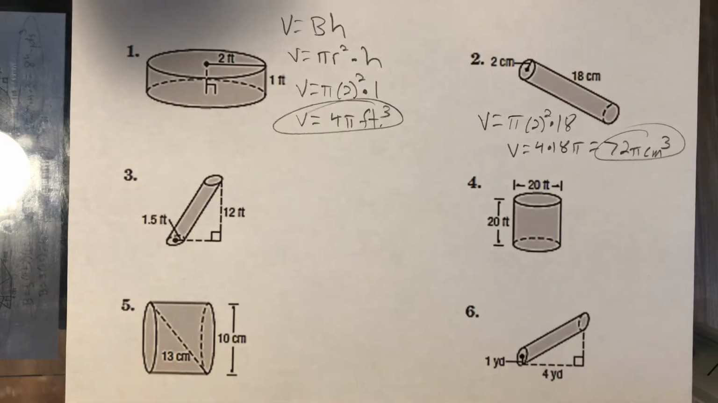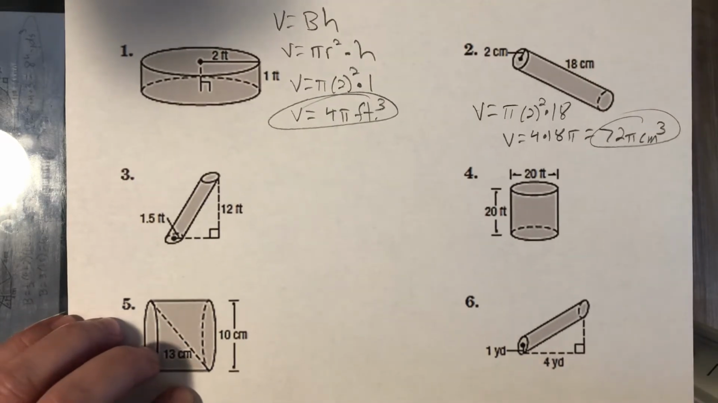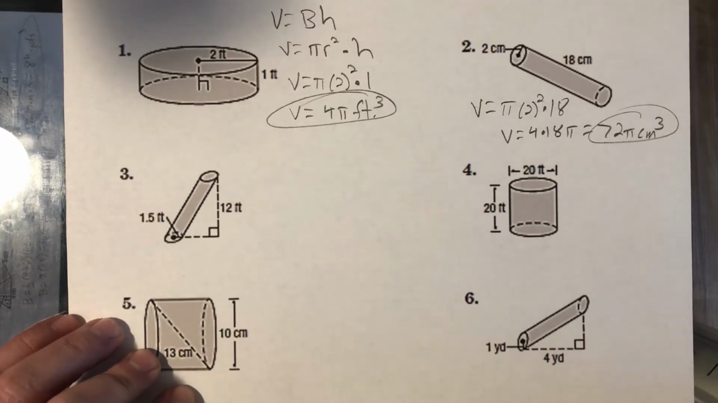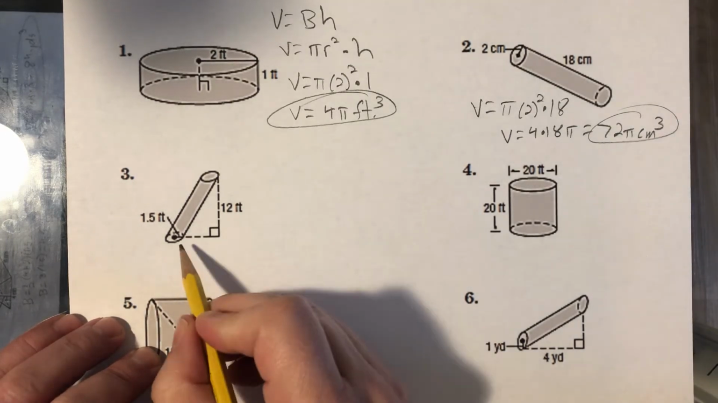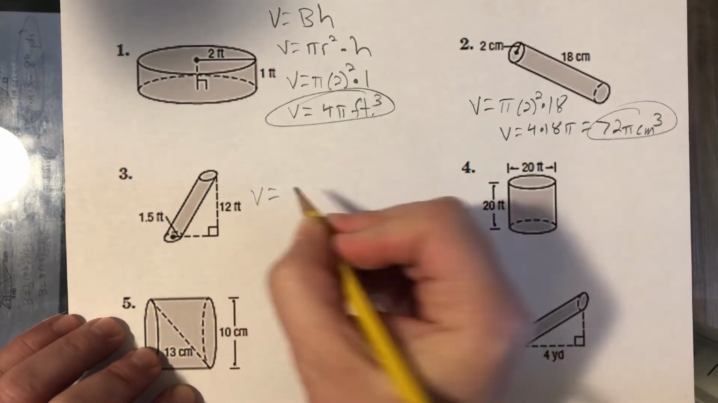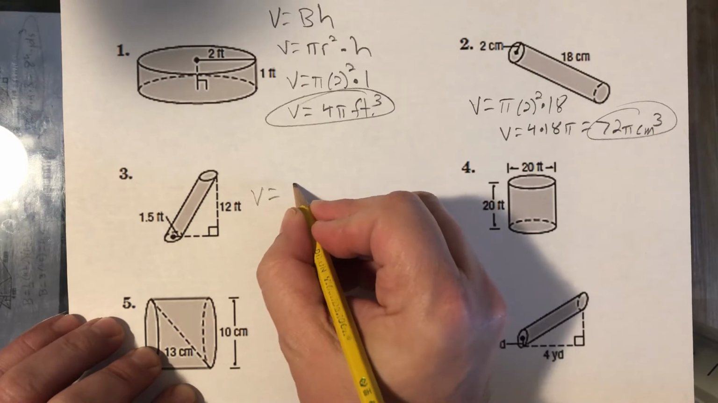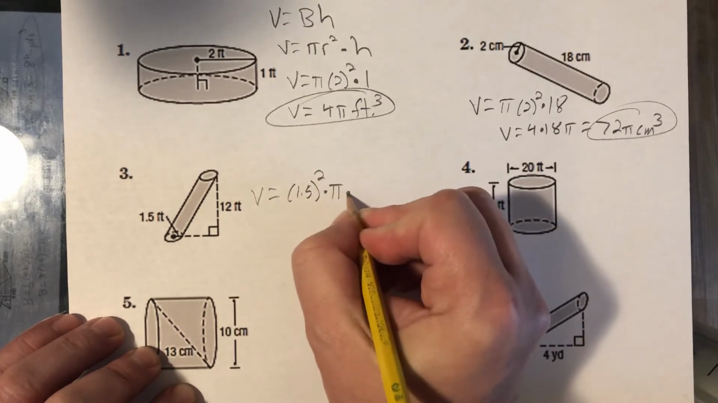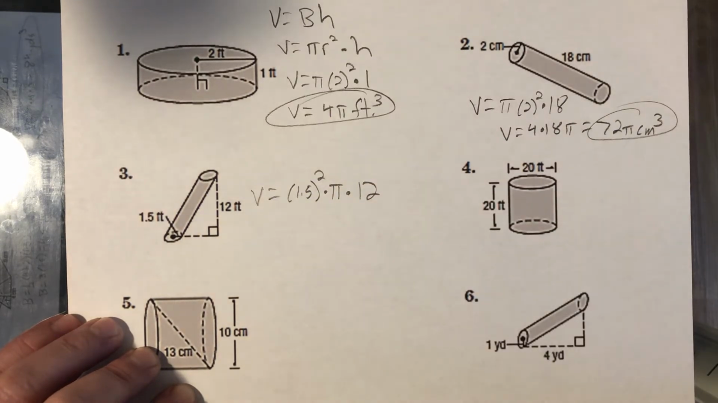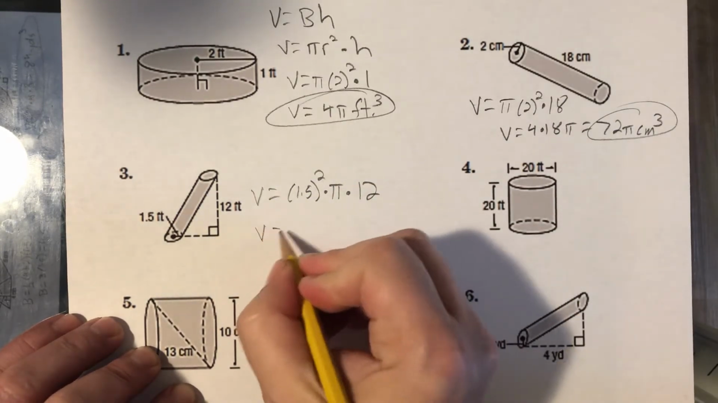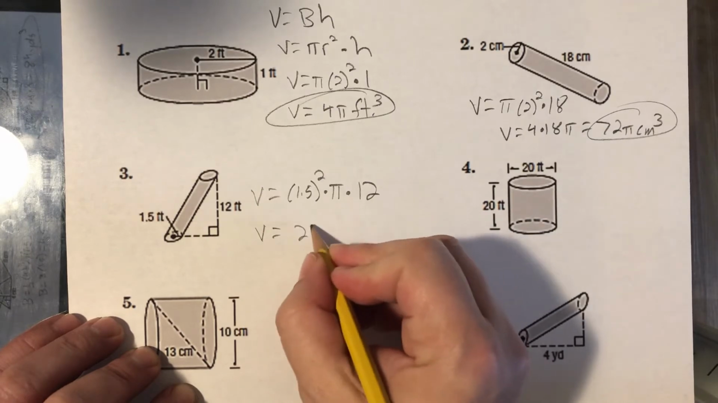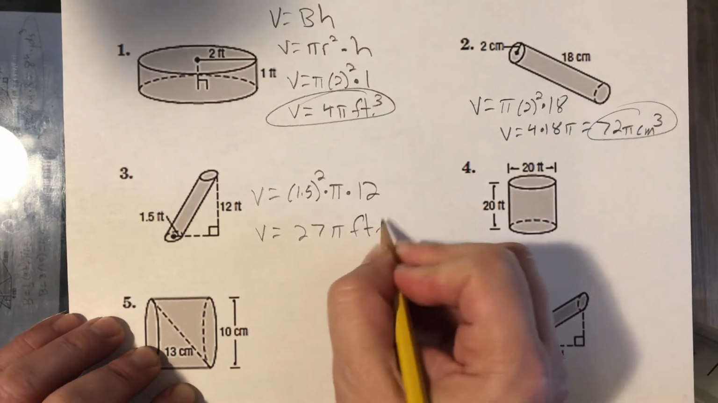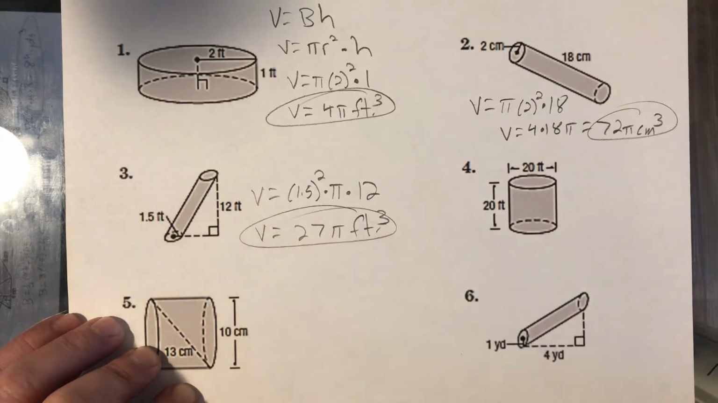Number 3. This time I've got an oblique cylinder, and the same rule applies. The volume is equal to the area of the base times the vertical height, the actual height. So in this case, volume is going to equal 1.5 squared times pi times 12. When we simplify all of this, you should end up with 27 pi cubic feet.